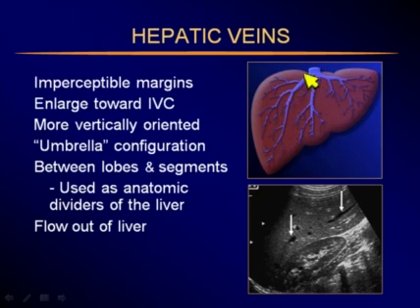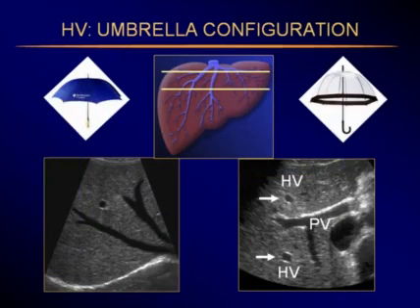If we look at what they look like by configuration, they're more vertically oriented. They enlarge towards the inferior vena cava, and they actually have sort of an umbrella configuration where the spokes of the umbrella come together superiorly, and the rest of the spokes drop down throughout the liver. Now these veins are found between lobes and segments, so we use them as anatomic dividers, and they carry blood flow out of the liver. They do not have any other adjacent little structures, therefore we do not perceive their walls.